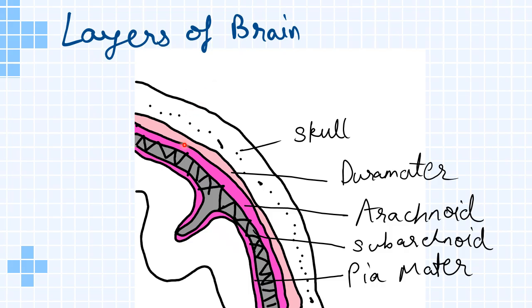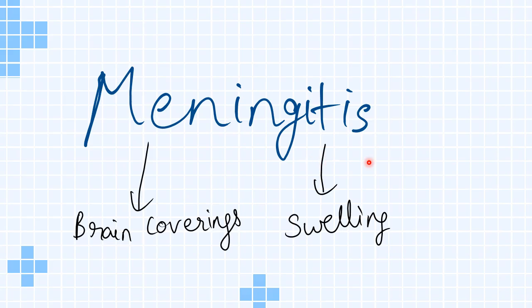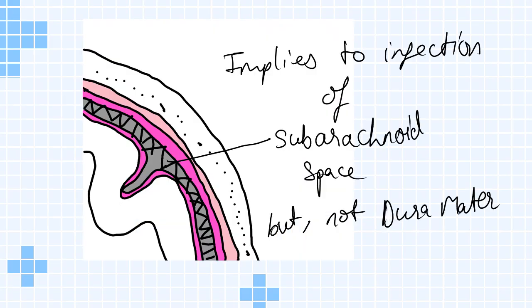From outside to inside, we have the skull, the dura mater, arachnoid mater, subarachnoid space, and finally pia mater. The word meningitis can be broken into two parts. Meninges refers to the coverings of the brain. Itis means inflammation or swelling. So meningitis simply means inflammation and swelling of the brain coverings. But in a true sense, meningitis refers to infection involving the subarachnoid space, as you can see here. Importantly, the dura mater is usually not involved.